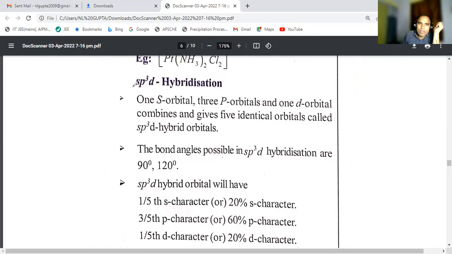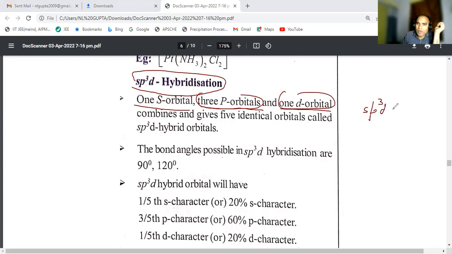So if you're talking about SP3D hybridization, see, one s orbital, three p orbital, and one d orbital. So total what is there? One s means we have to write s. 3p, they are talking about 3p, so p power is going to be 3, and 1d, so it is going to be d. So sp3d, this is going to be the hybridization. It means if someone is asking what is sp3d hybridization, that is 1 s orbital, 3 p orbital and 1 d orbital. Will it be okay?